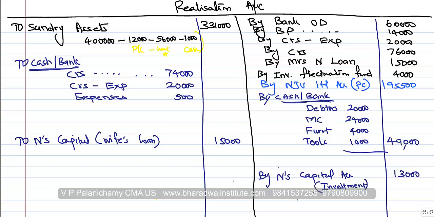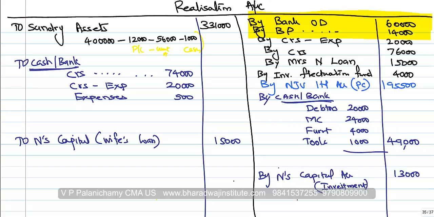All liabilities are what? Settled. What about bank OD? Look at adjustment number 2. It is taken over by the company. Second page, adjustment number B. What is given? Liability for bills payable and bank OD are taken over by the company. Whether you have to pay it? No, it is taken over by the company. The company will take care of paying it.